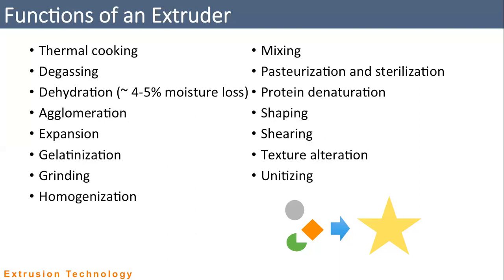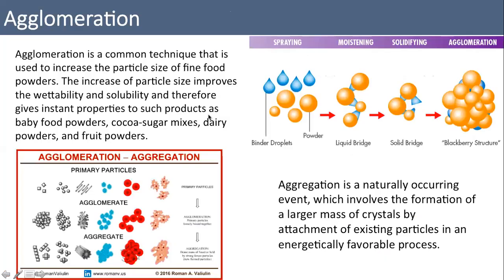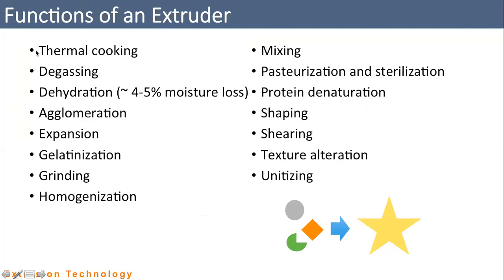Homogenization is a type of mixing, right. Then mixing, pasteurization and sterilization, I think you know, protein denaturation, shaping, shearing, texture alteration, unitizing. Unitizing means, in this example you can see three types of raw material. At the end of the process we can get a product by using these three raw materials. Here you can see three colors and three shapes, but at the end of the process it is one shape. You can't identify the raw materials there, right? All these unit operations we can observe inside the extruder.